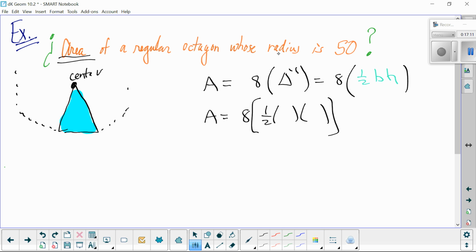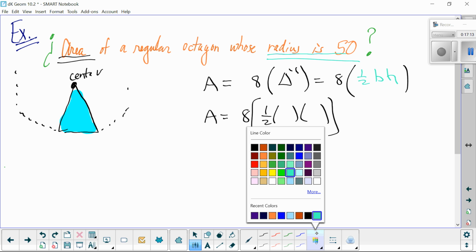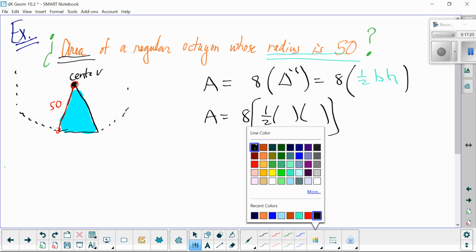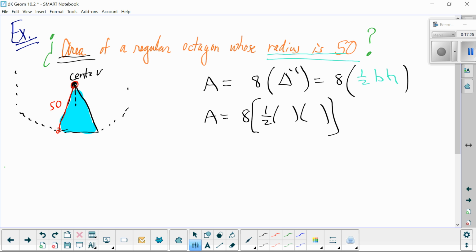All right, we know that the radius is 50. So remember, the radius goes from the center to a vertex. That means this side is 50. So we need to know the height. We also need to know the base. So we can't finish this problem until we know the base and the height. How are we going to do that?